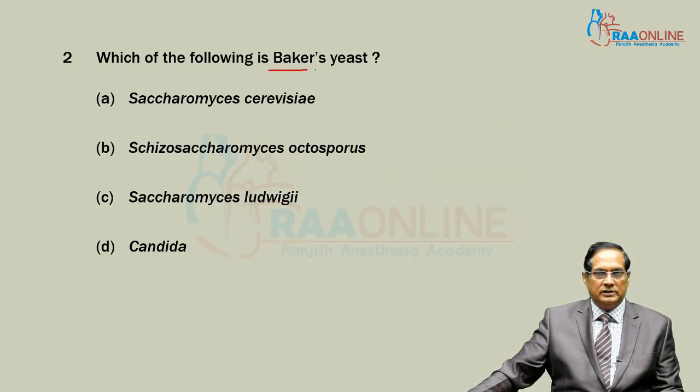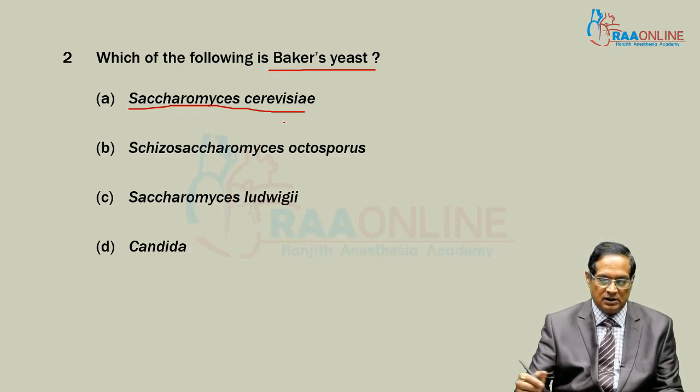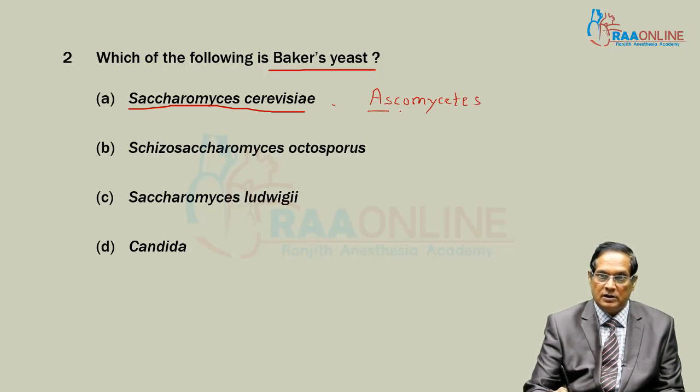Baker's yeast, that is used by the bakery, is also called brewer's yeast, and it is Saccharomyces cerevisiae. Saccharomyces cerevisiae is known as baker's or brewer's yeast. It is a member of Ascomycetes, a unicellular non-mycelial fungus.